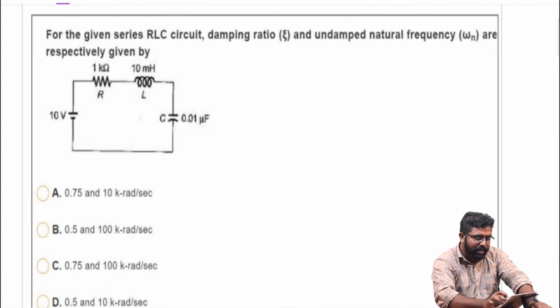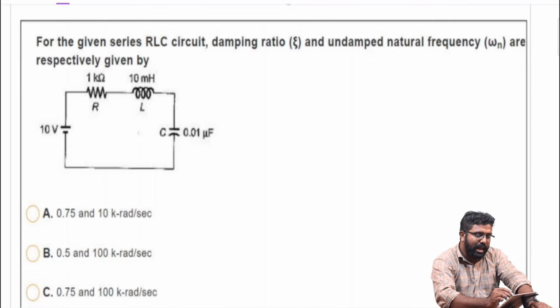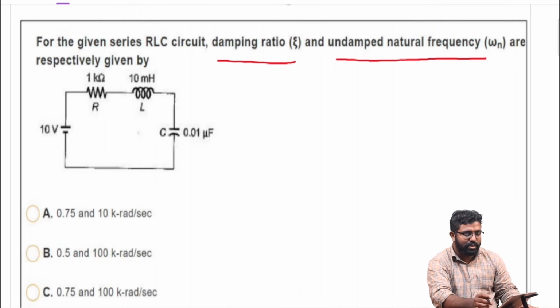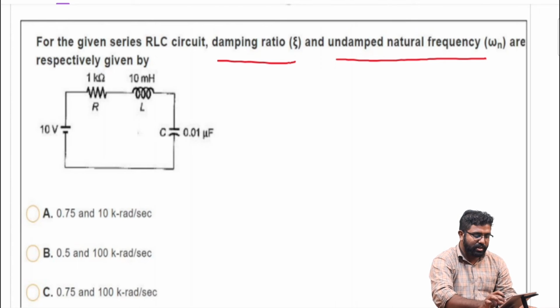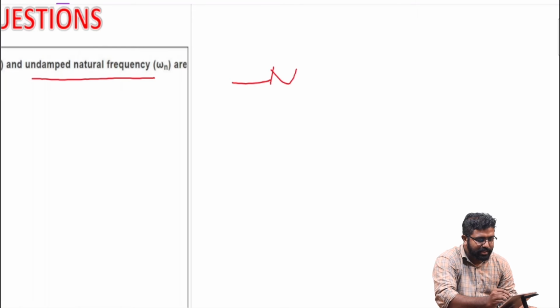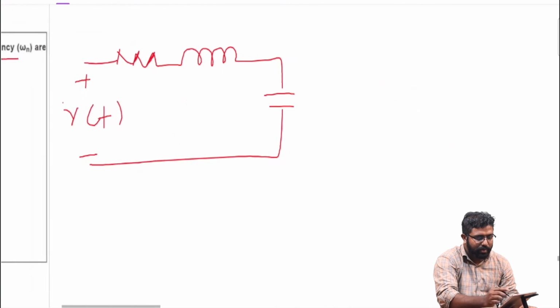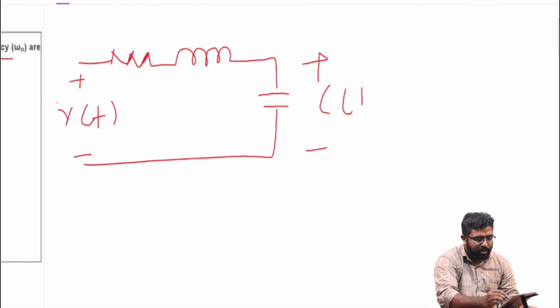Here it is an RLC circuit. For a given RLC circuit, the damping ratio and undamped natural frequency are respectively what? This is a second order system. From this system, I need to find the transfer function. Generally, a resistor, inductor, and capacitor are connected to form a second order network. My input is R of t and I am taking the output across the capacitor, C of t.